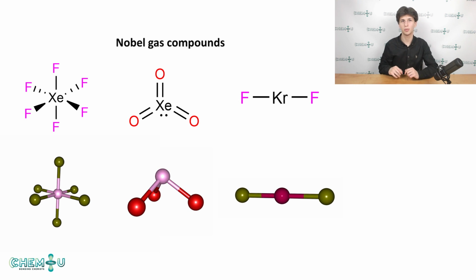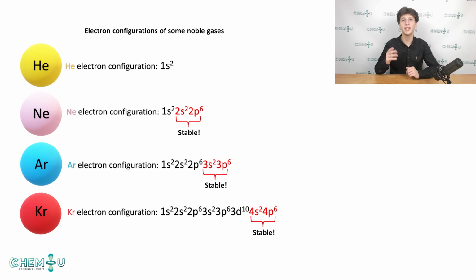The reason for such a behavior is the full outer electron shell of a noble gas. Apart from helium, all of them have 8 electrons on the outer electron shell. You can see their electron configurations on the slide right now. You might remember that this electron configuration is very stable, and that's why all other nonmetals tend to share their electrons with other elements, thus gaining 8 electrons in total.